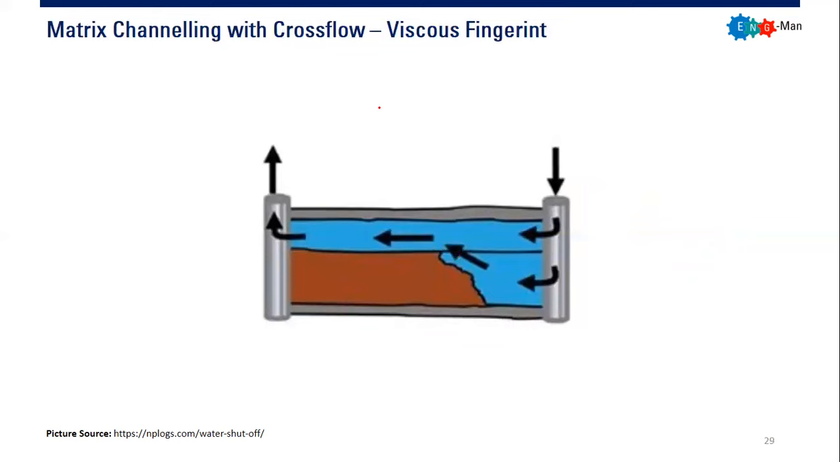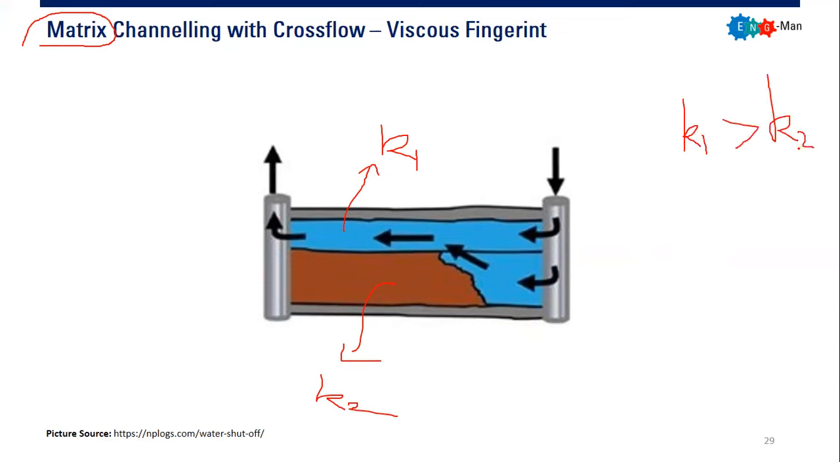And the third thing is actually matrix channeling with crossflow plus viscous fingering. Okay, so matrix channeling means water will be channeled from the injector to the producer because of matrix permeability. So like in this case, this layer will have matrix permeability, let's say K1, and this is K2. And in this case, of course, K1 is greater than K2. And then the problem is worse because we have viscous fingering as well.